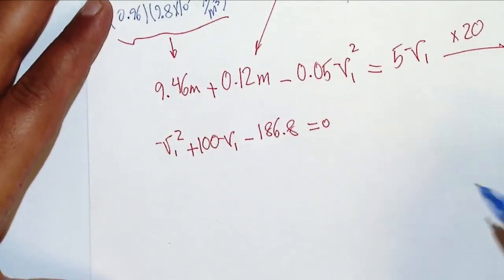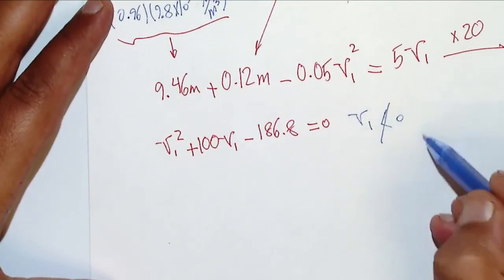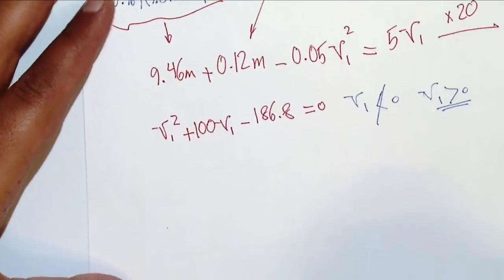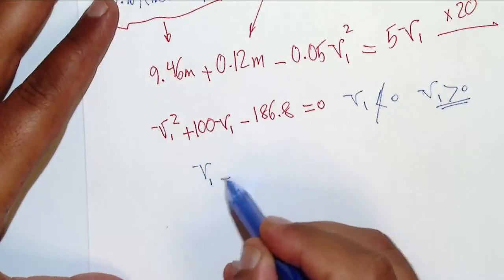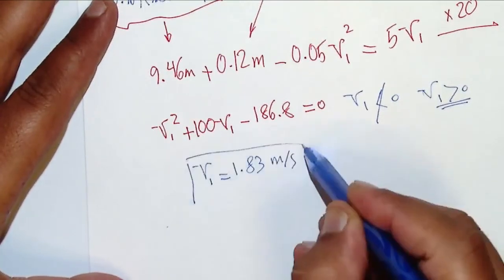If you find the roots of this equation, one of the roots is negative, but v1 cannot be negative. It's always positive. So only one of those is acceptable, and it's going to be v1 equal to 1.83 meter per second.